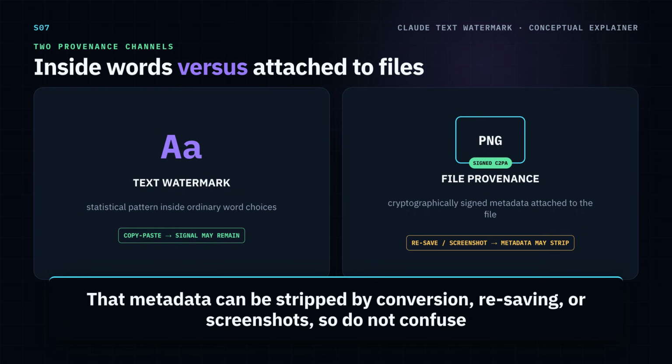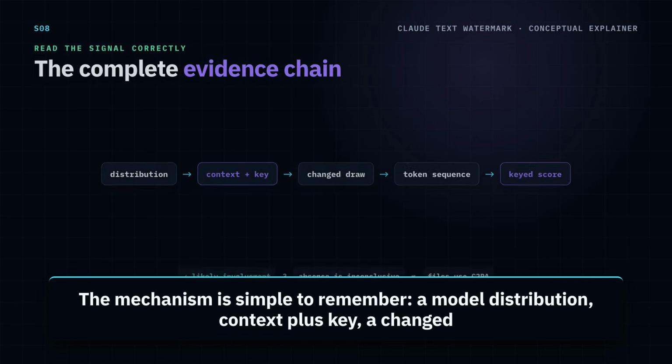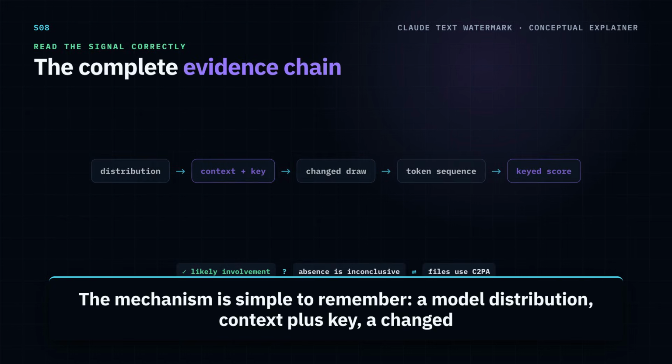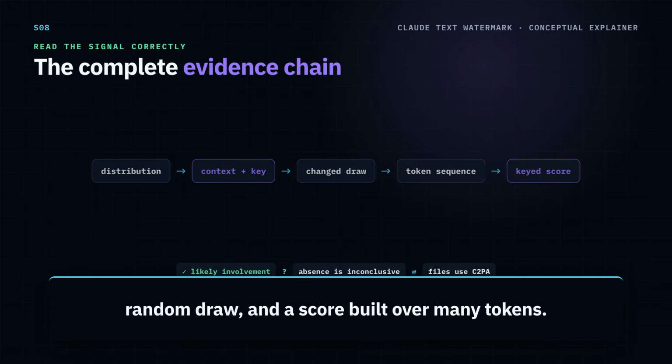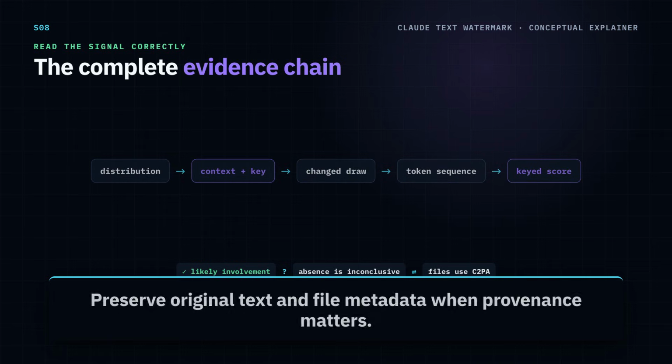The mechanism is simple to remember: a model distribution, context plus key, a changed random draw, and a score built over many tokens. Treat a positive mark as evidence of likely Claude involvement, and an absent mark as inconclusive. Preserve original text and file metadata when provenance matters.